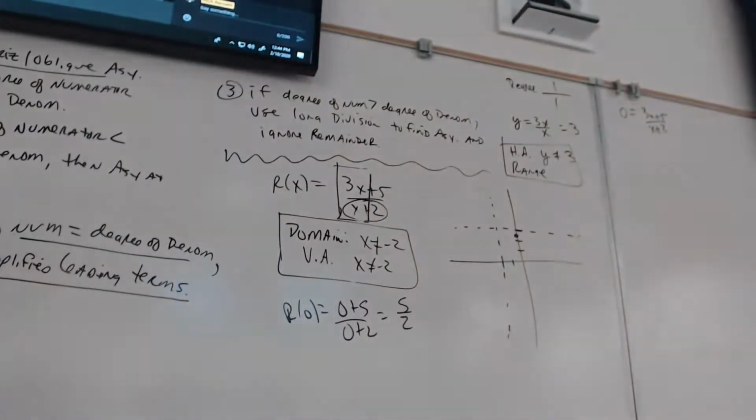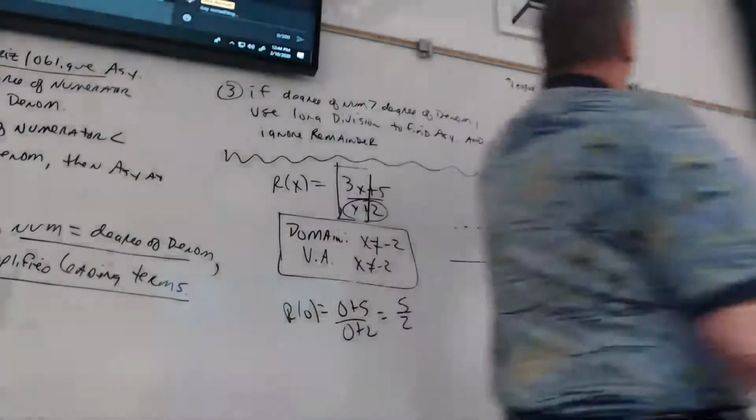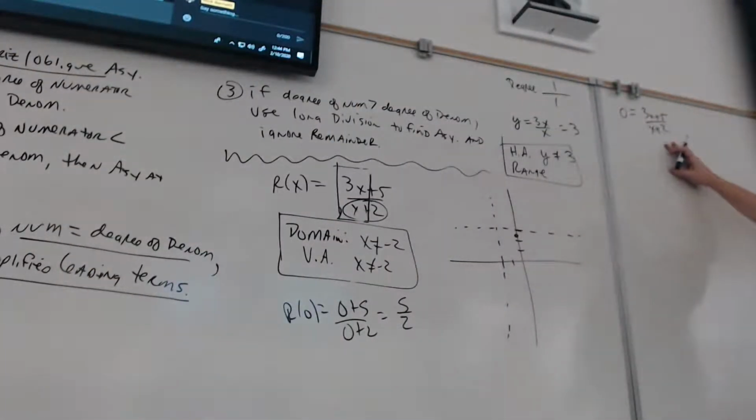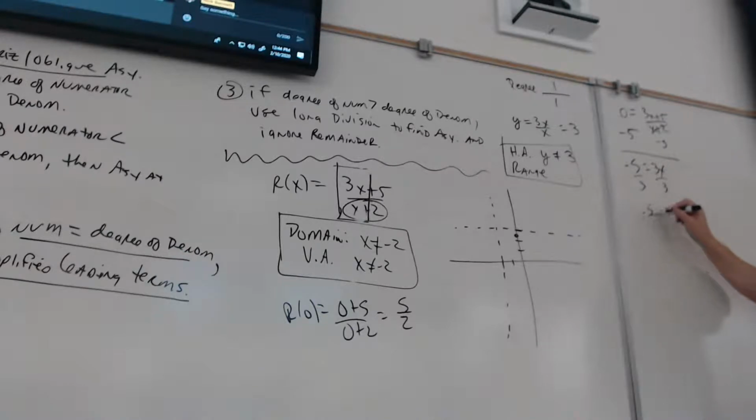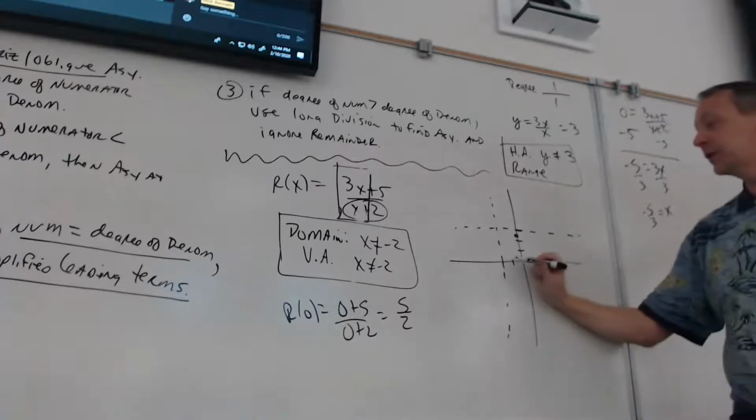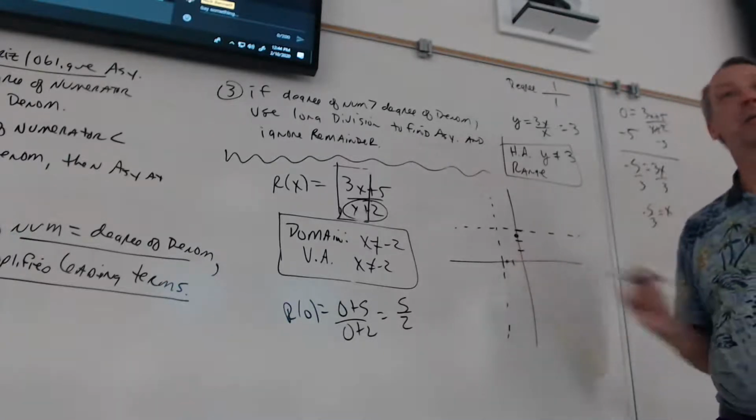Okay. So how do I find that? How do I solve this equation here? Multiply both sides by x plus 2, and then that's just going to go away, right? And then I'm going to subtract 5. So negative 5 equals 3x, divided by 3, x equals minus 5/3, which is negative 1 2/3, right? So negative 1 2/3 is about right there, right?